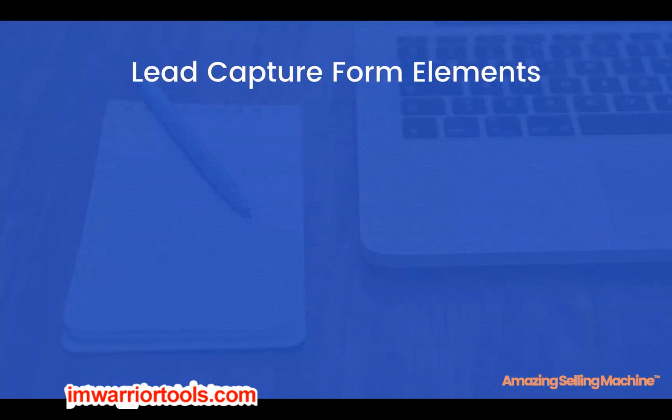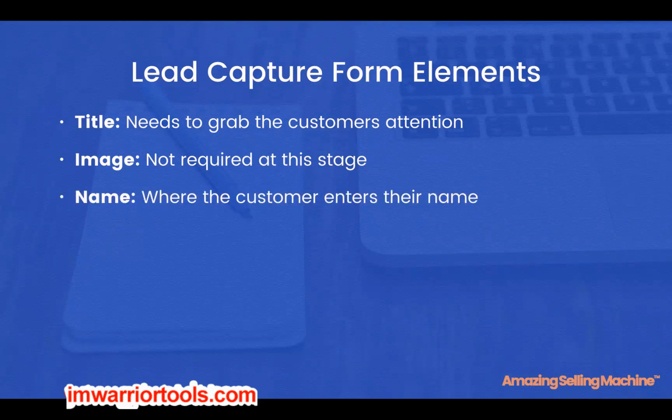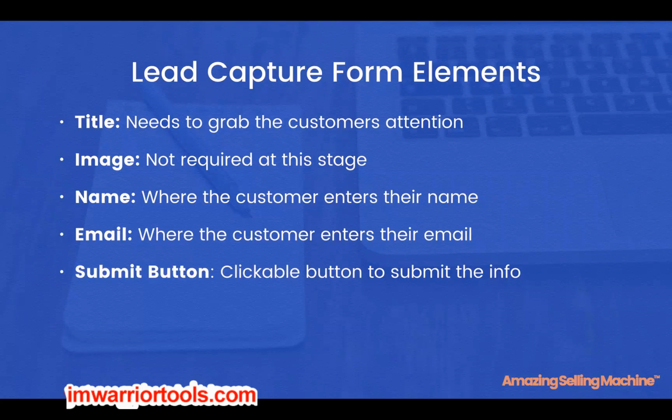So what are the lead capture form main elements? First, you need a title, and it needs to grab the customer's attention. An image. Now, it's not required at this stage, but I will show you in Aweber the templates they use that actually have images in them too. Name. This is simply where the customer enters their name. Email. This is where the customer enters their email address. And finally, the submit button. This is a clickable button to submit the info to our autoresponder.